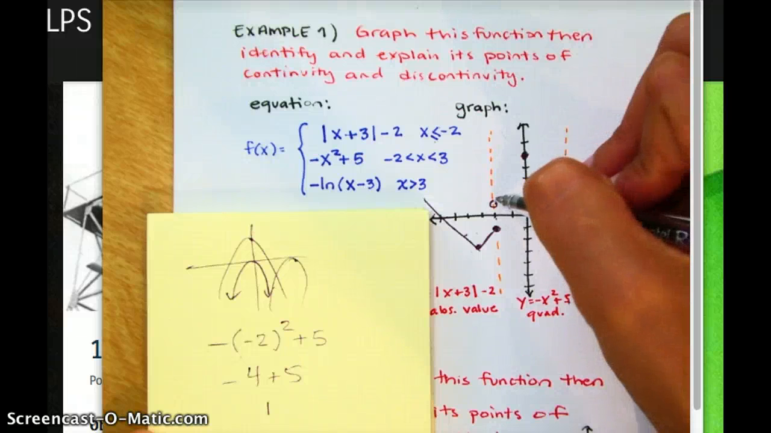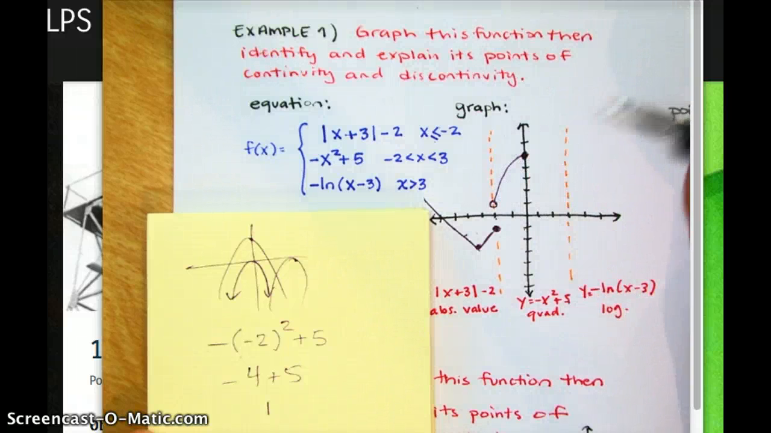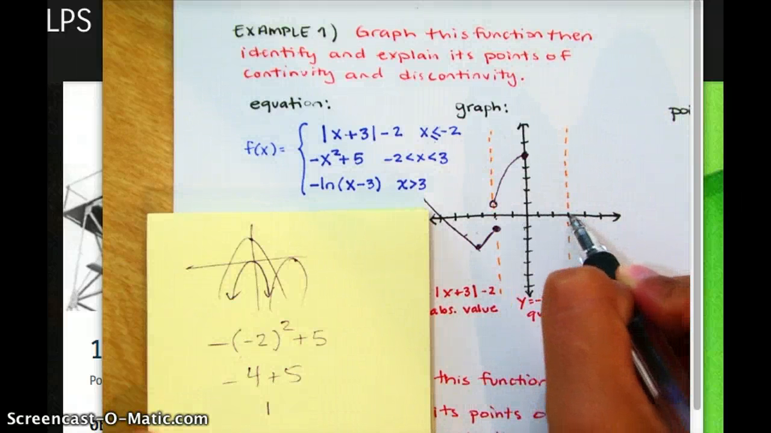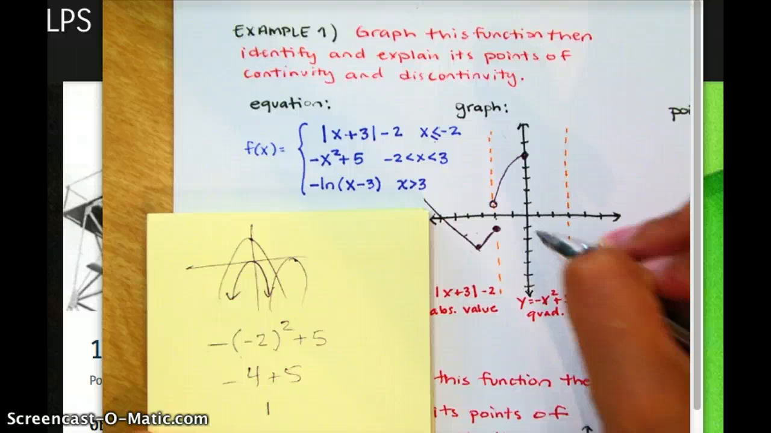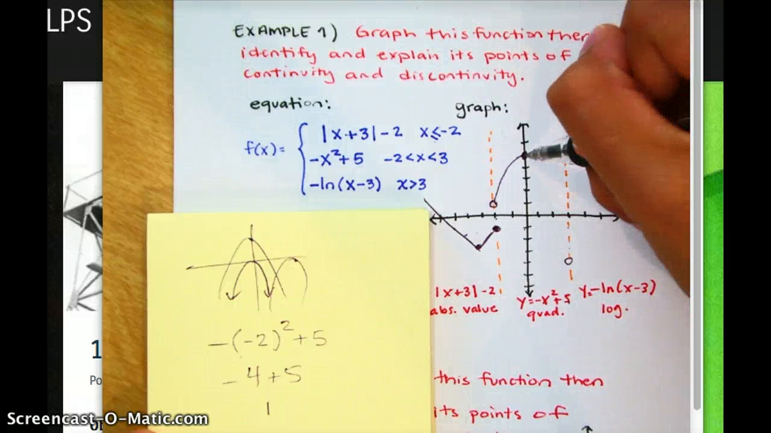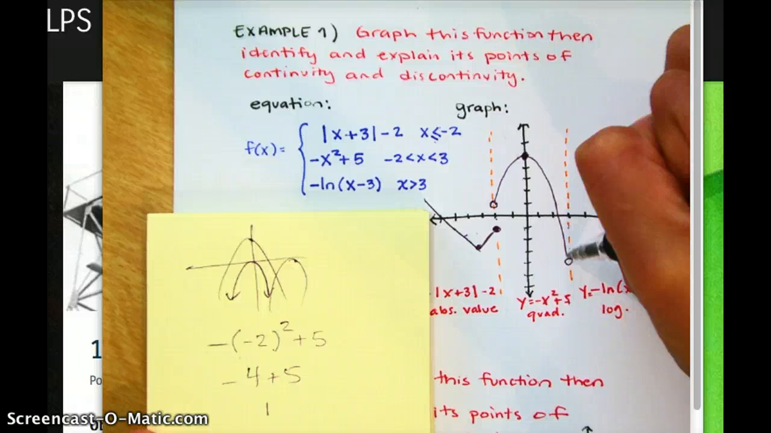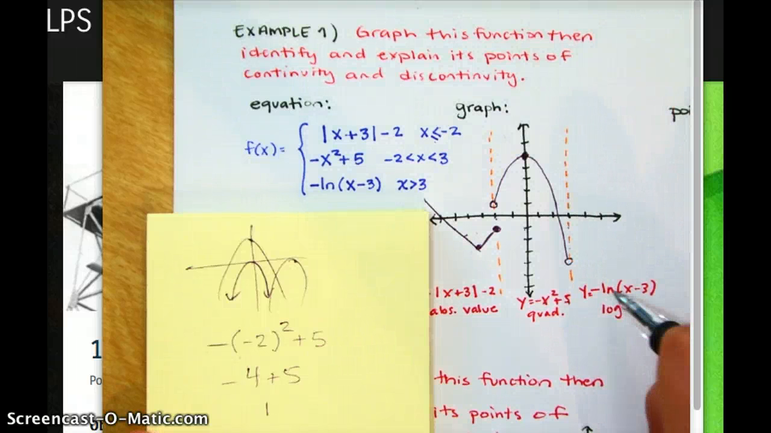Now, from here, it's okay to guesstimate the middle, because you know what the shape is going to be and you know where it's going to end. If I come to the other side, at positive 3, I plug in positive 3, 3 squared is 9, -9 plus 5 is -4, so I come down here, 1, 2, 3, 4, and another open circle right there. And again, it's okay to guesstimate the shape in the middle here, as long as you have the boundary points right. Last section is your natural logarithm.